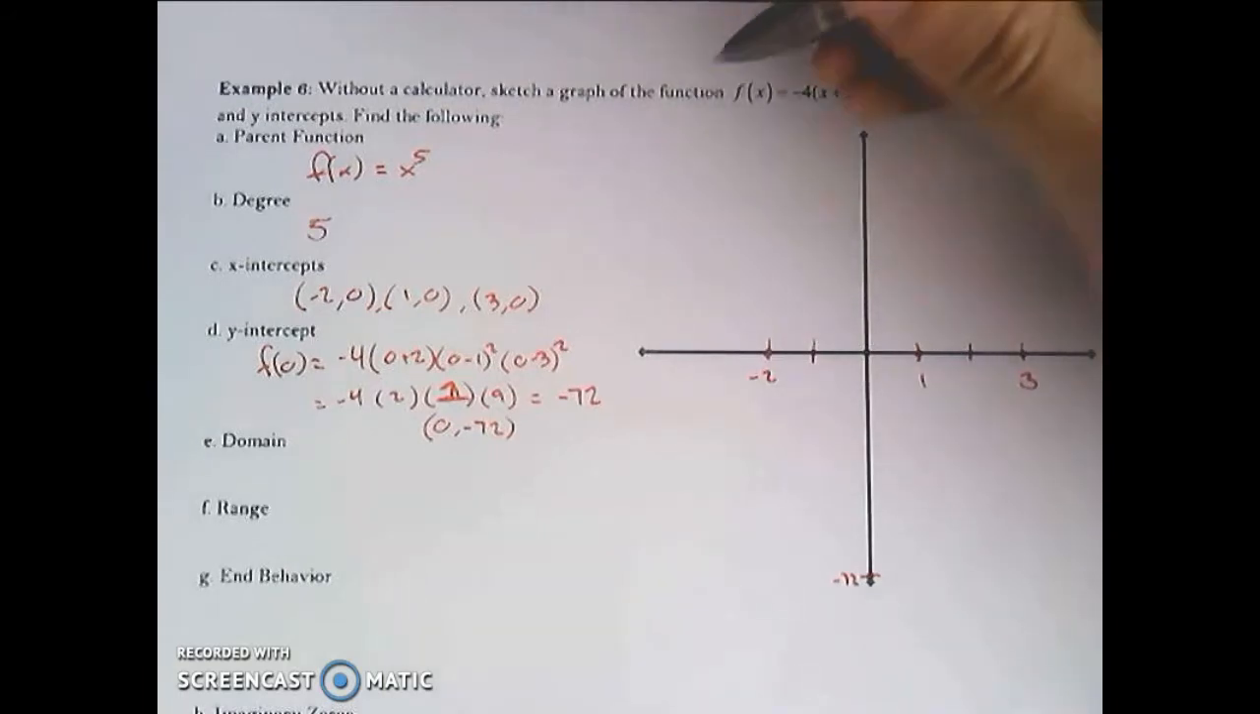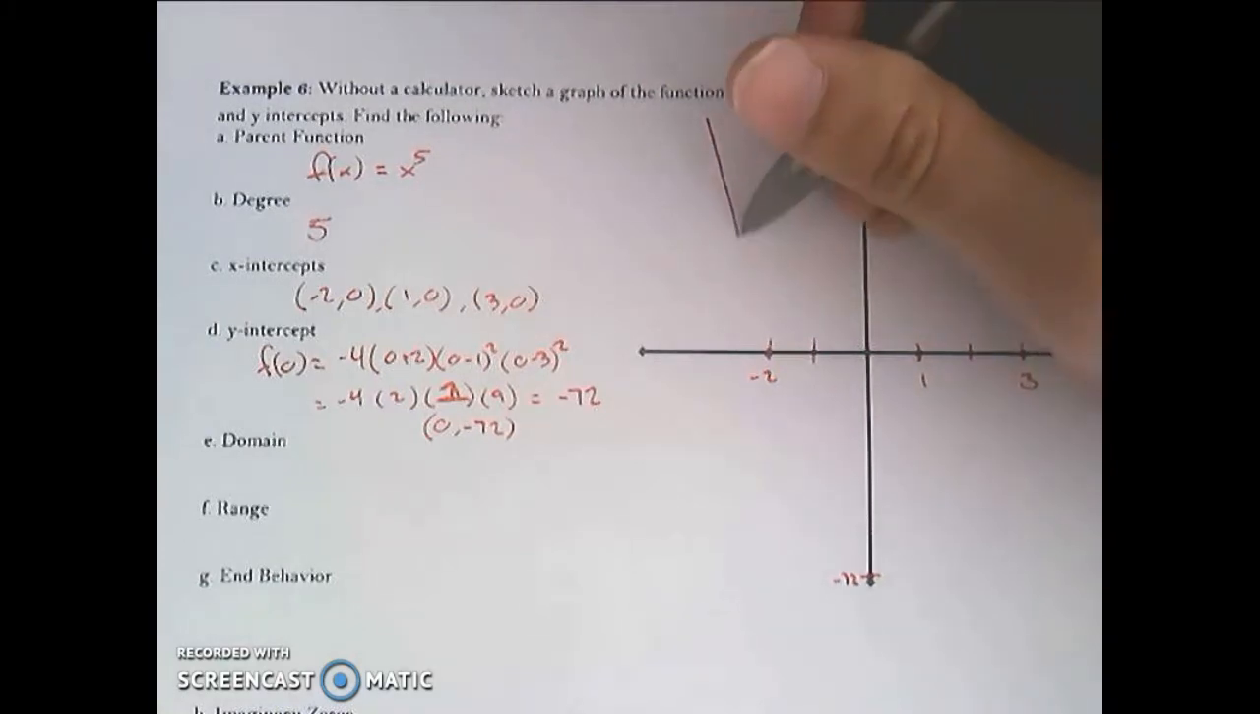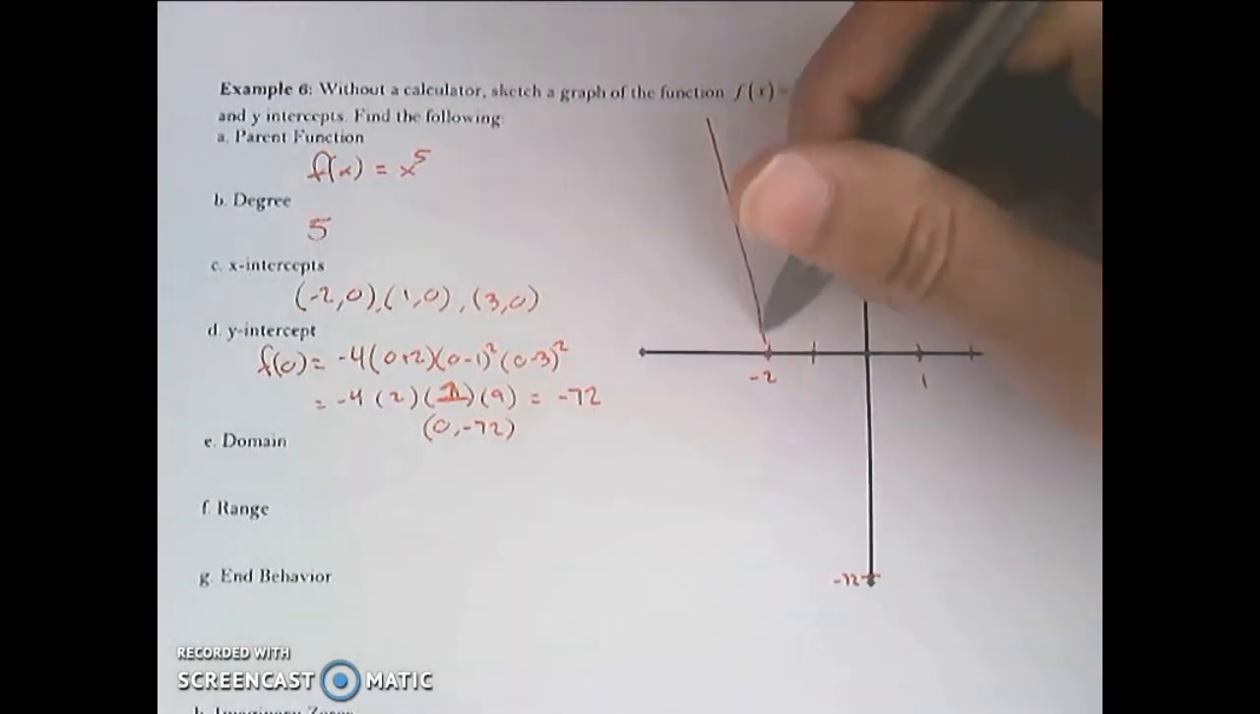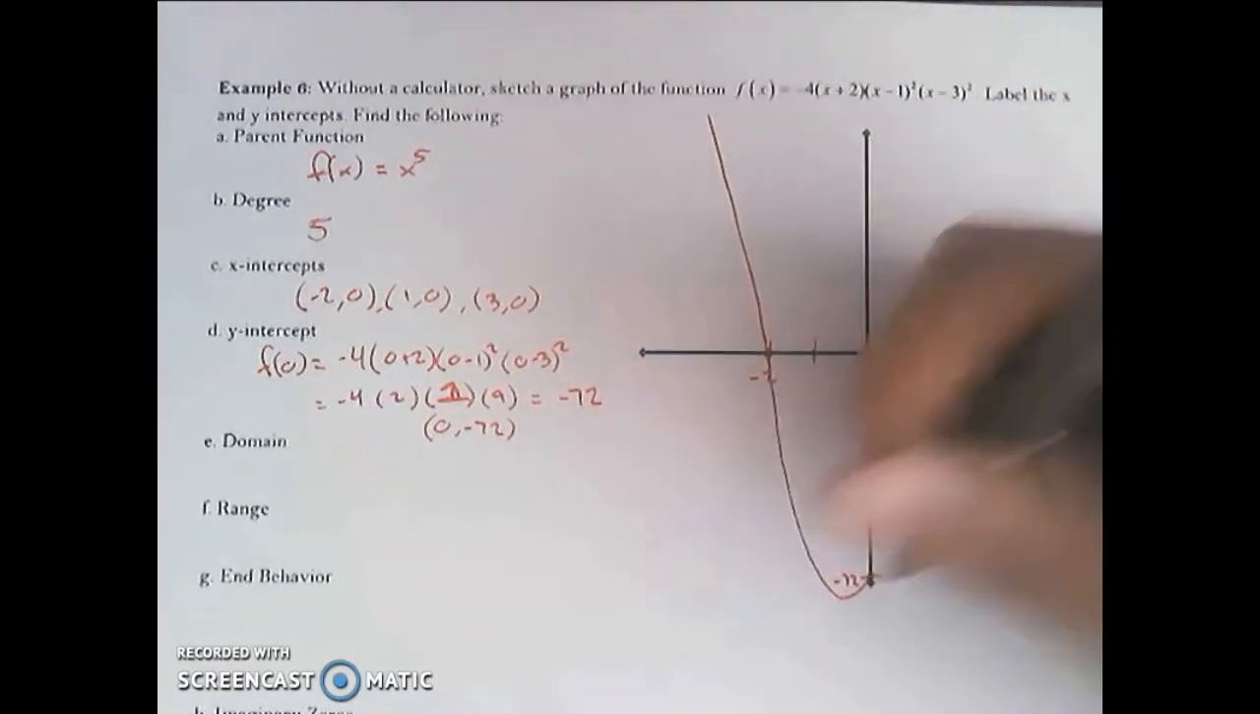We're going to cross through our first 0 at x equals -2. That multiplicity is 1, so we're just going to pass through that. It's going to come all the way down through the 0. It's going to come down and cross our y-intercept.